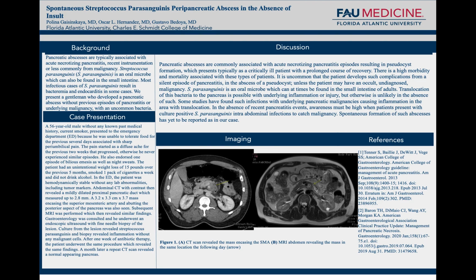But in the absence of recent pancreatitis events, awareness must be high in these patients when they present with culture-positive S. parasanguinis with intra-abdominal infections in order to catch malignancy. Spontaneous formation of these abscesses has yet to be reported, as was in our case.